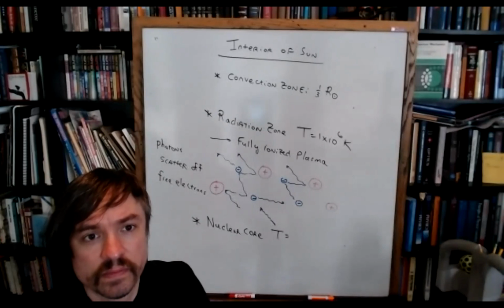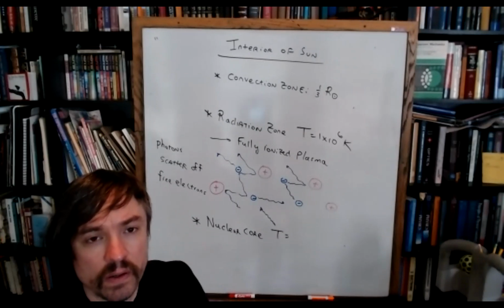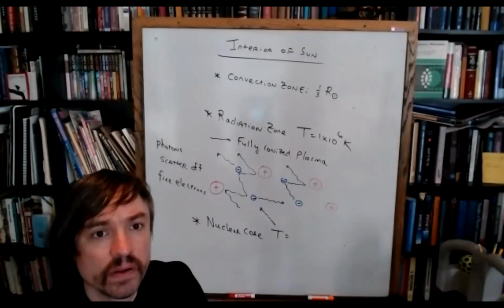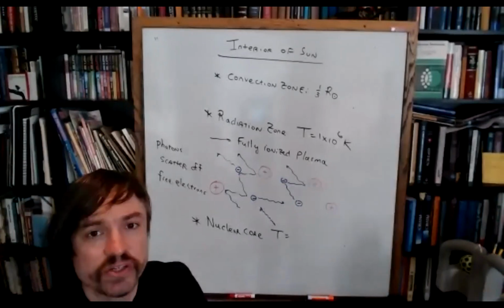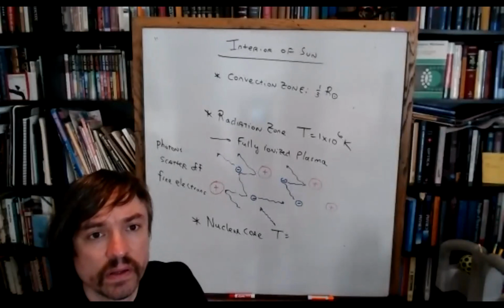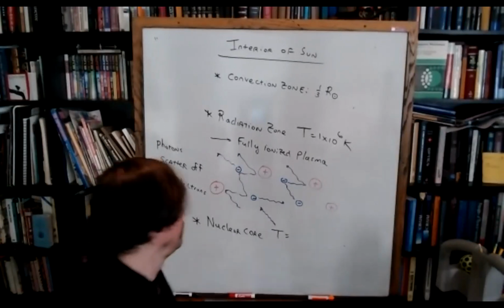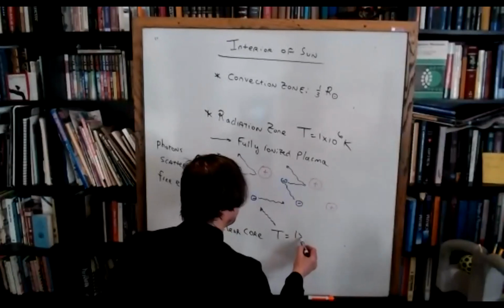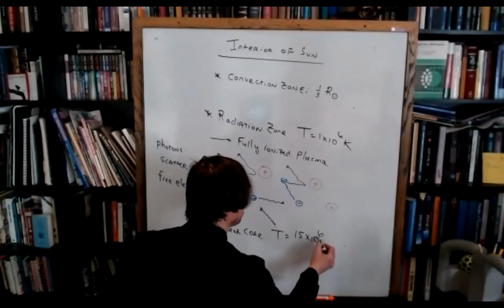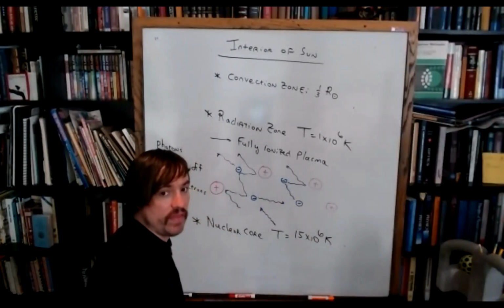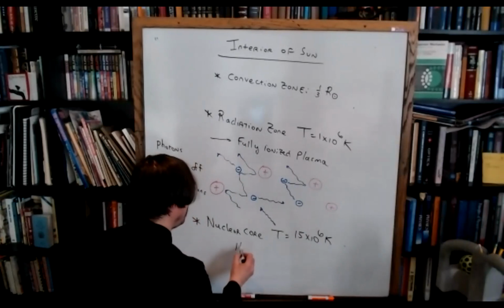Is it 100 million Kelvin? No, that's too high. It was in your homework. 15 times 10 to the 6. How do you say that in English? 15 million? That's right. 15 million Kelvin. And that's the temperature at which hydrogen fusion can proceed.